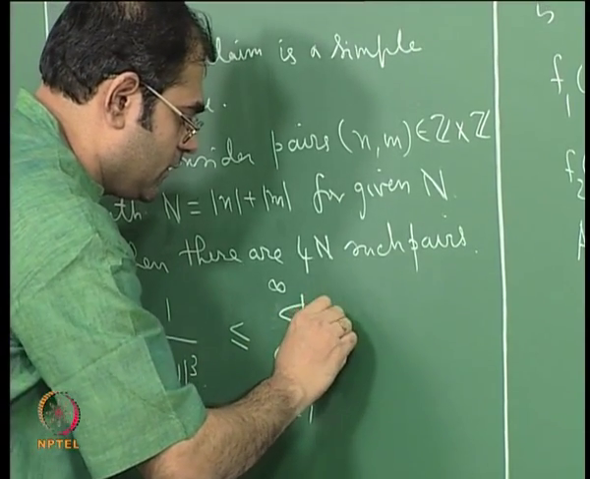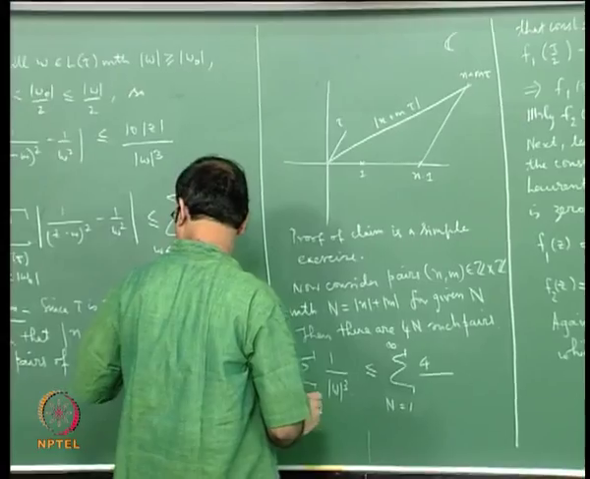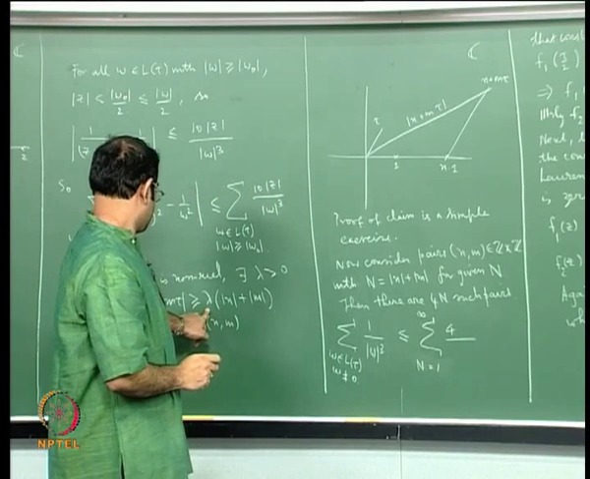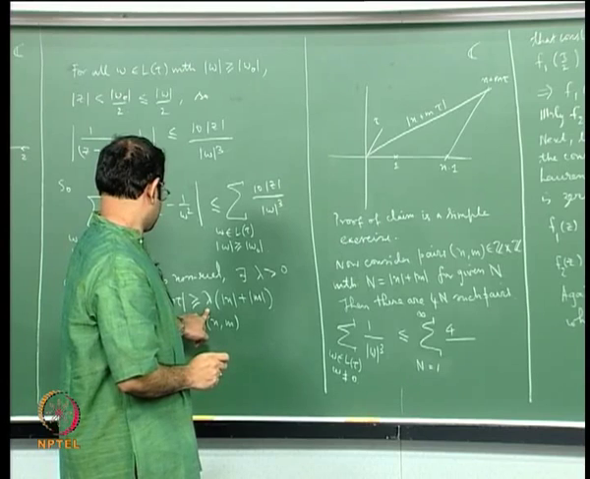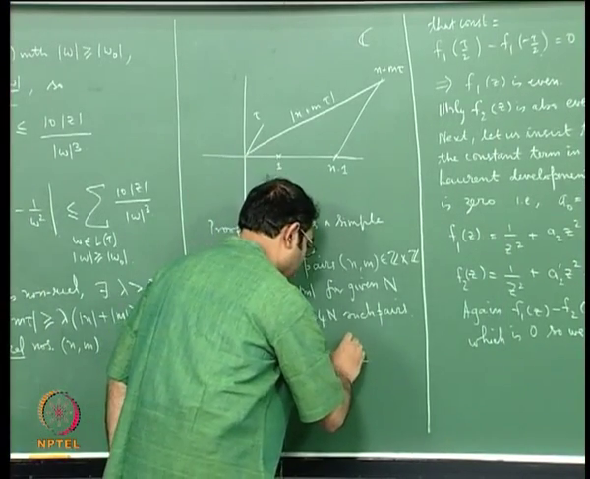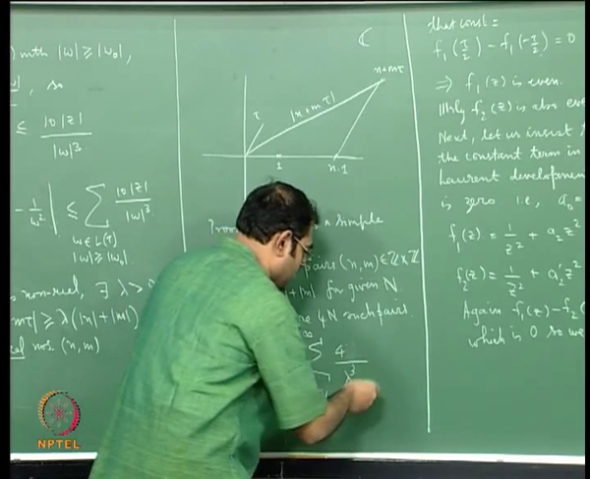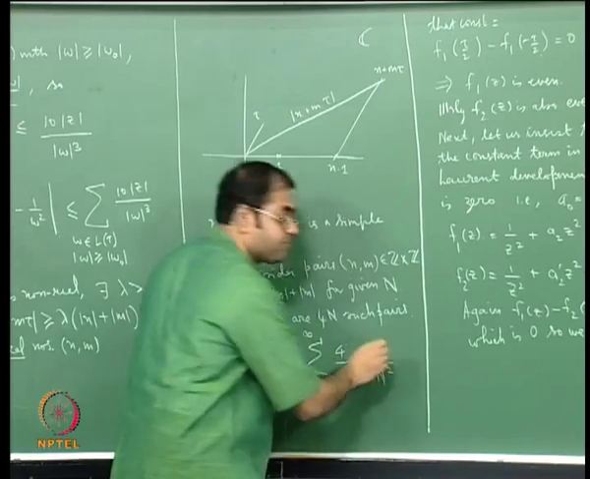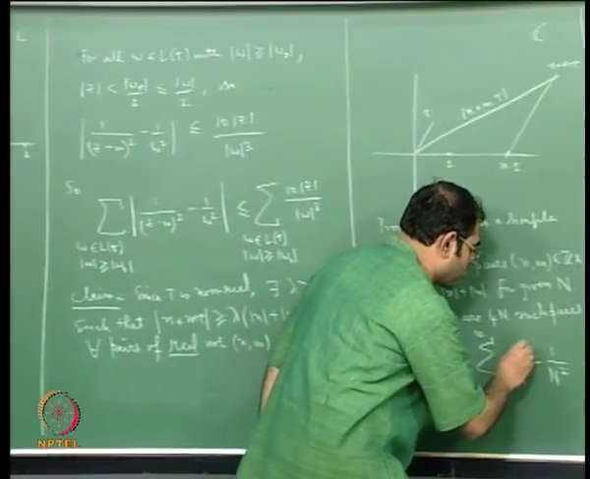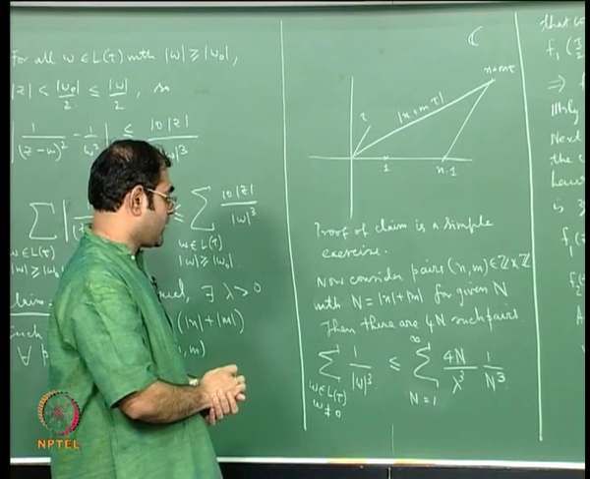I will get 4n by lambda cube. No, I will get 4 by lambda cube into 1 by n cube into 1 by n squared, right, because in fact I will get 4n by lambda cube into 1 by n cube. This is what I will get.